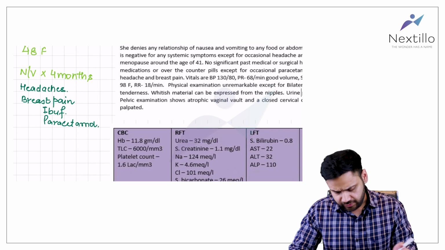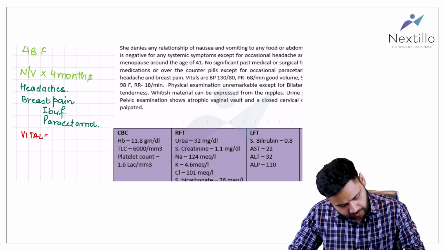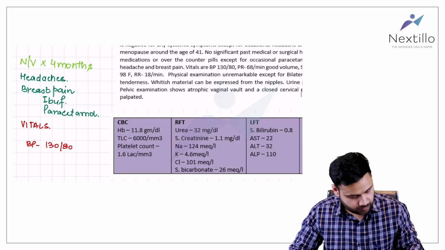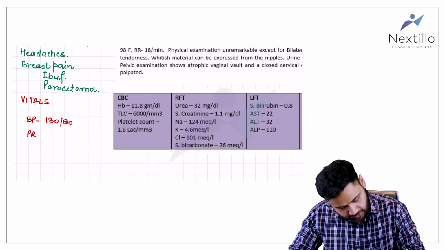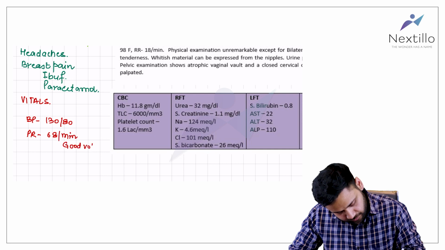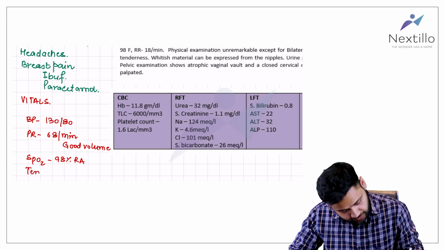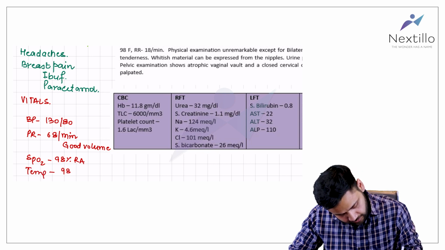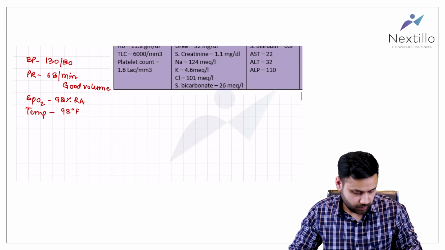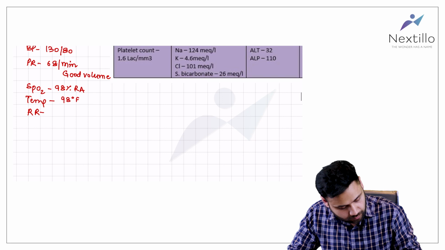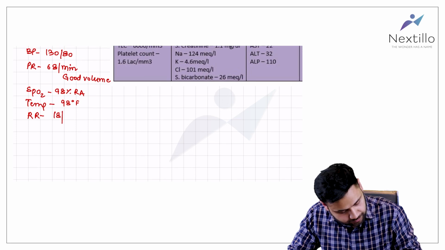With regards to vitals, her blood pressure is 130/80, her pulse rate is 68, good volume, her saturation is 98% on room air, the temperature is 98 again, the respiratory rate is 18.